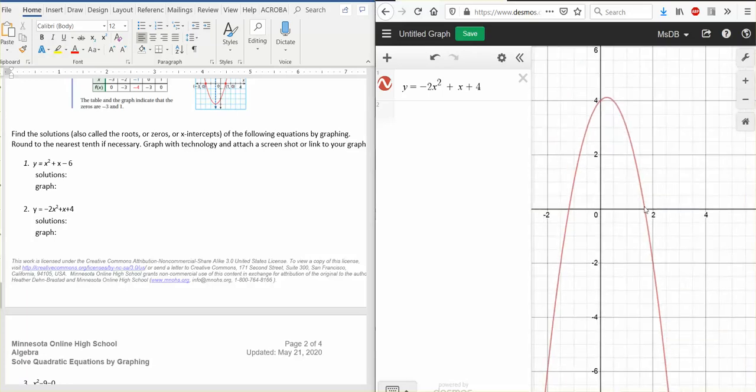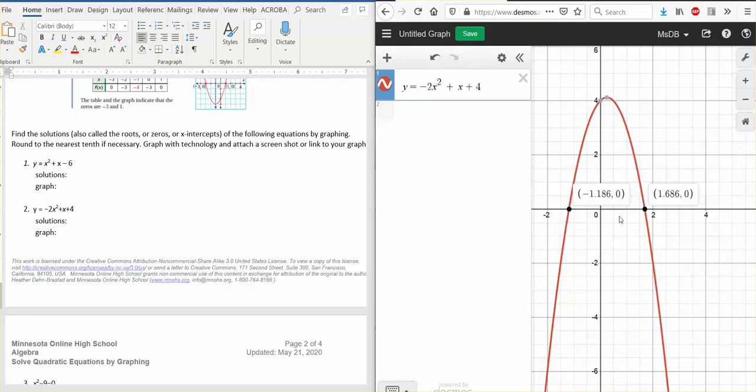Another way to find the best estimate, like I know this is more than 1.5, is to click on that point where the graph intersects the x-axis, and Desmos will tell you its value is 1.686. That's one of the solutions for number 2. And I can click on this one and find the other solution. There will be 2 solutions for this one because this graph goes through the x-axis at 2 points.